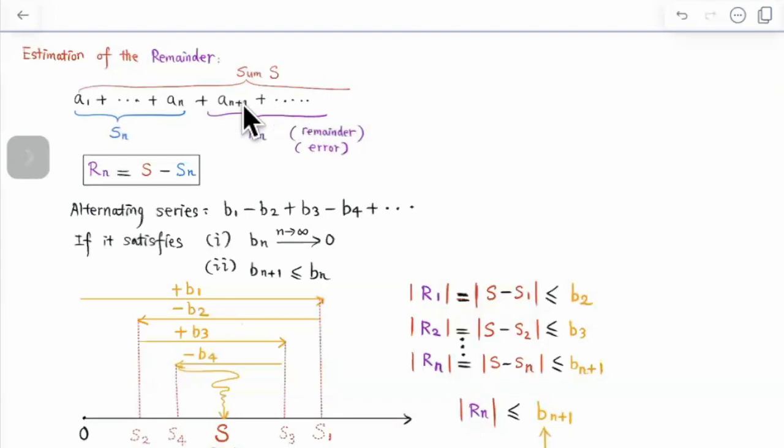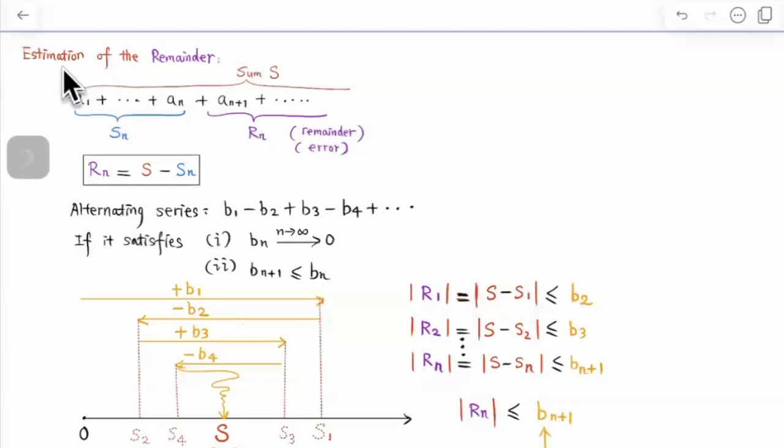Rn here is this whole series, chopping away this Sn. So take away this. The first term in Rn, which is the remainder, is an plus 1, because you chop the rest away. So Rn starts with an plus 1. This Rn, sometimes we call it the remainder, sometimes we call it the error.